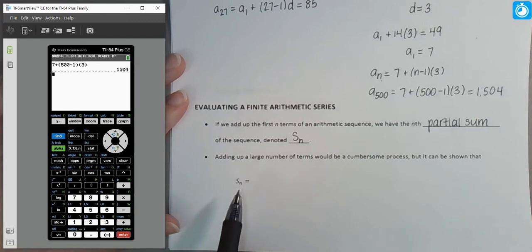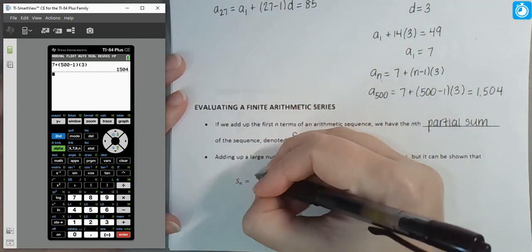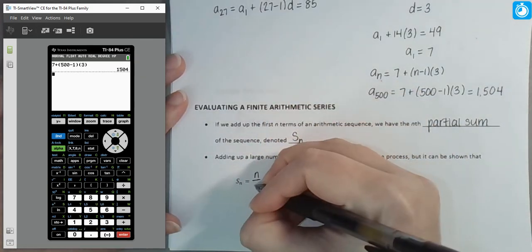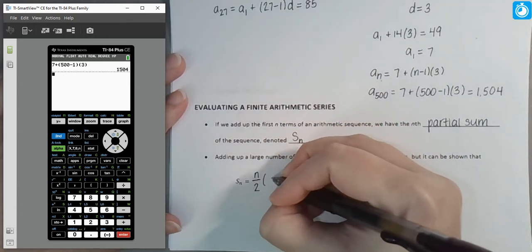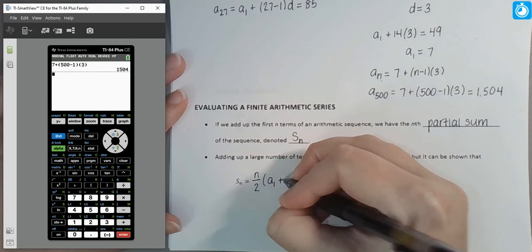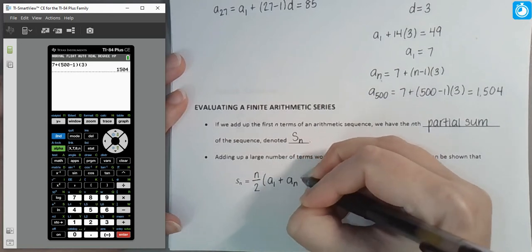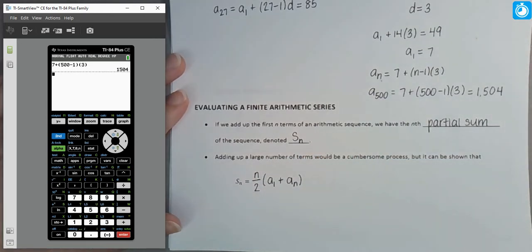So if we want the nth partial sum for some value of n, it's currently unknown, but we'll know what it is in an actual problem, the value is going to be n divided by 2 times a sub 1 plus a sub n. That will be the value of the series. Now, this is just for a finite arithmetic series.